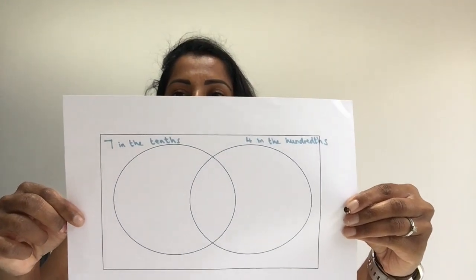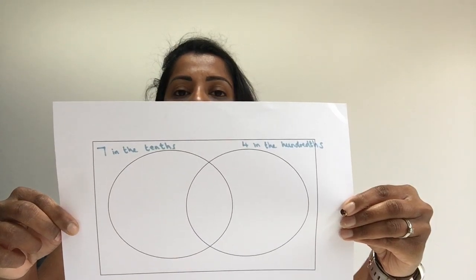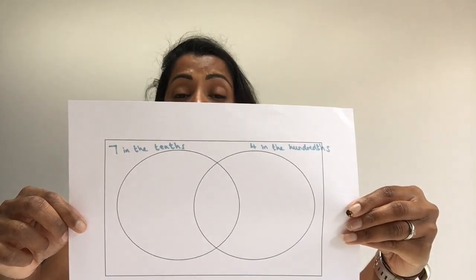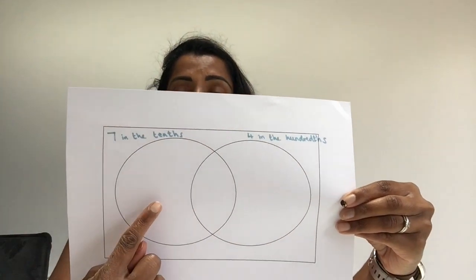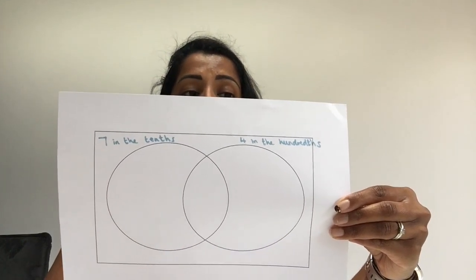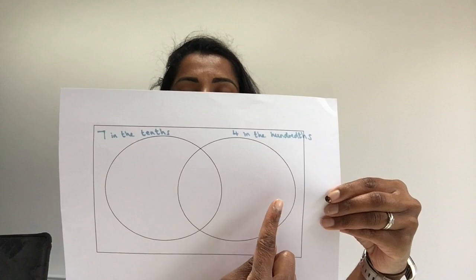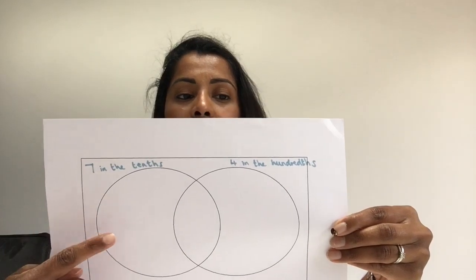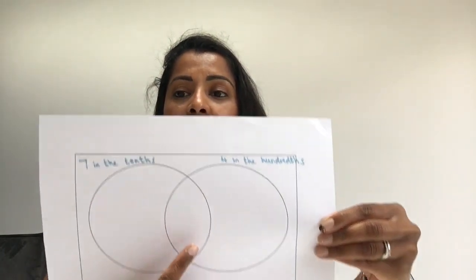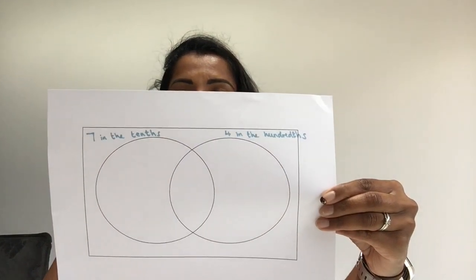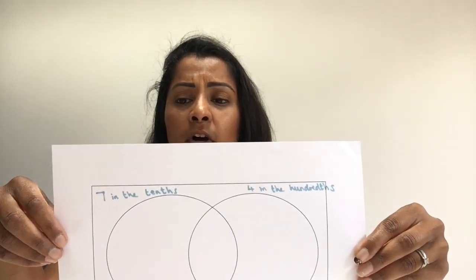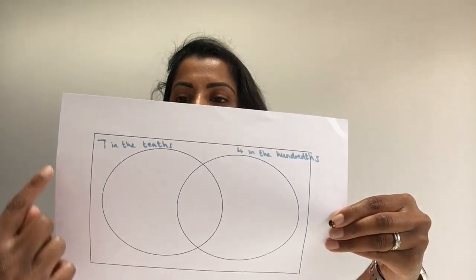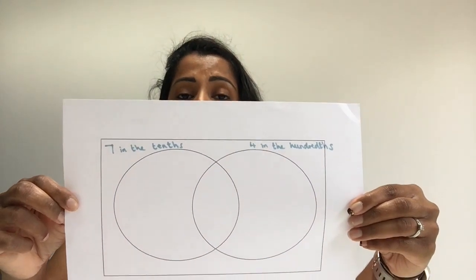Let's take a look at that. Using the decimal numbers on your sheet, if the number has got a 7 in the tenths column, it needs to be placed in this circle. If the number has got a 4 in the hundredths column, it needs to go into this circle. But if the decimal number has got a 7 in the tenths column and a 4 in the hundredths column, it needs to go into the middle of your Venn diagram. If the number hasn't got a 7 in the tenths column or a 4 in the hundredths column, it needs to go outside your diagram because it doesn't fit our sorting criteria.